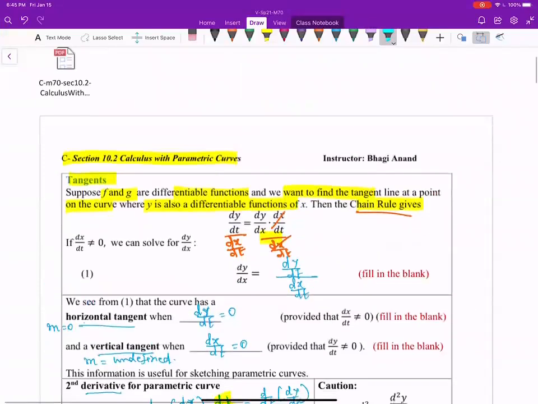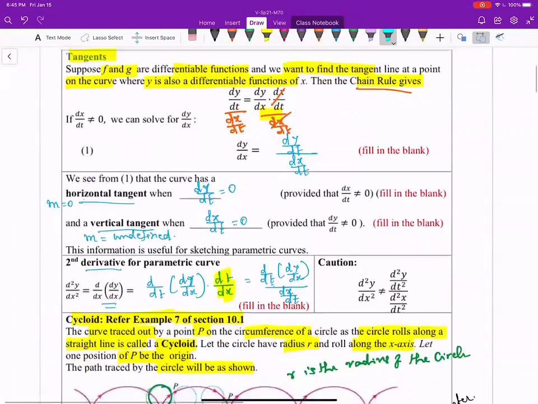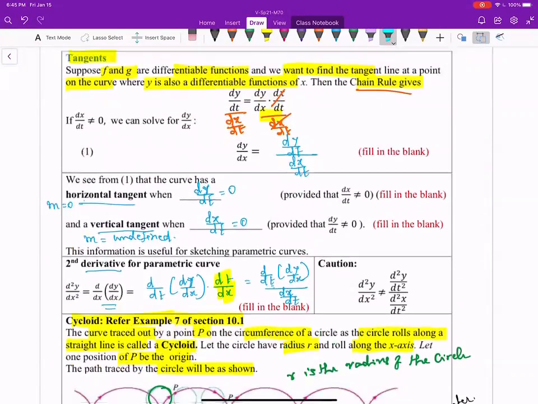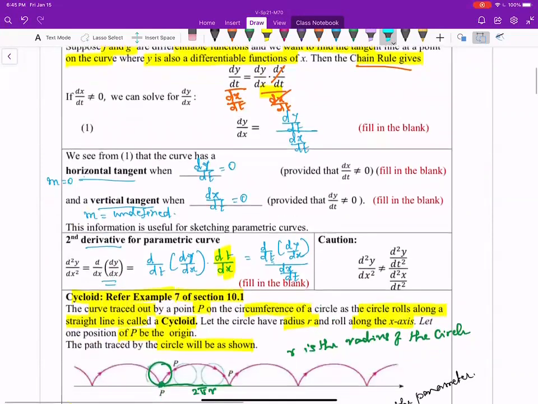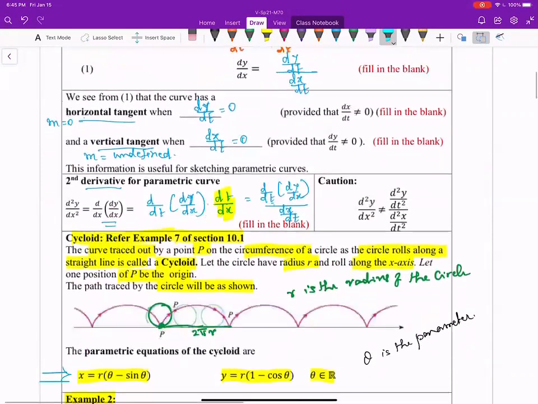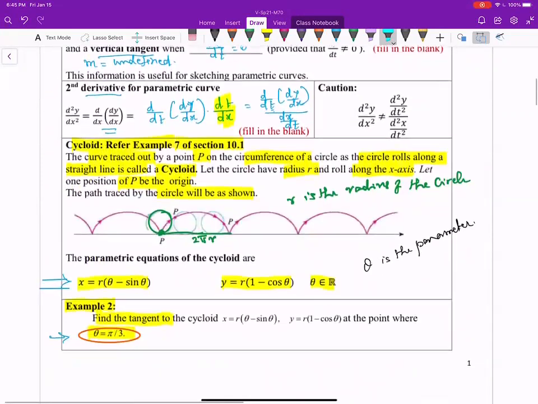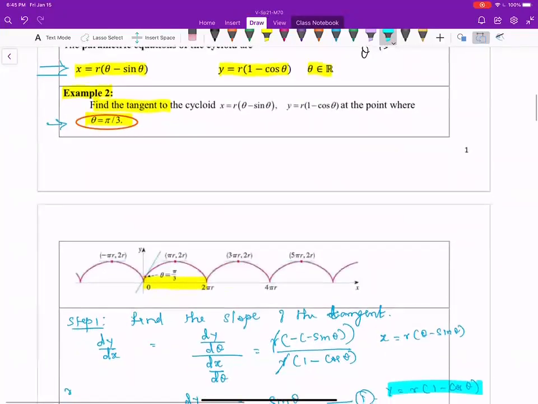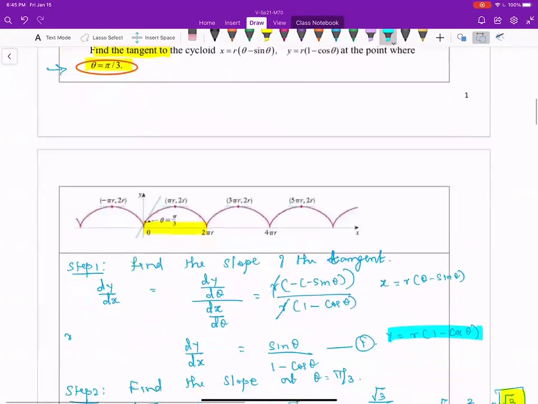In the last video, part A of 10.2, we saw how to find the slope of the tangent to a parametric curve, and what we mean by horizontal tangent and vertical tangent. What are the conditions for that? How to take the second derivative. And we also saw an example to find the tangent line of a cycloid.